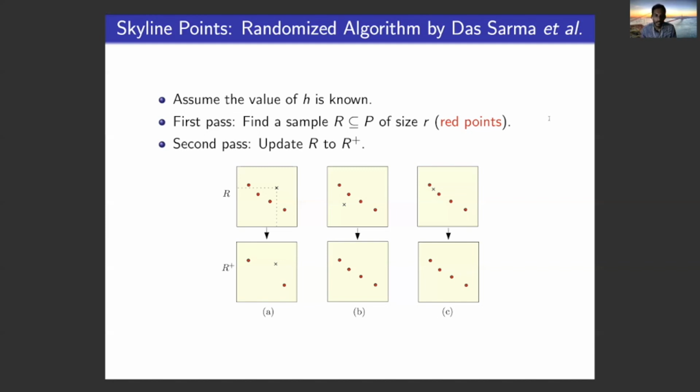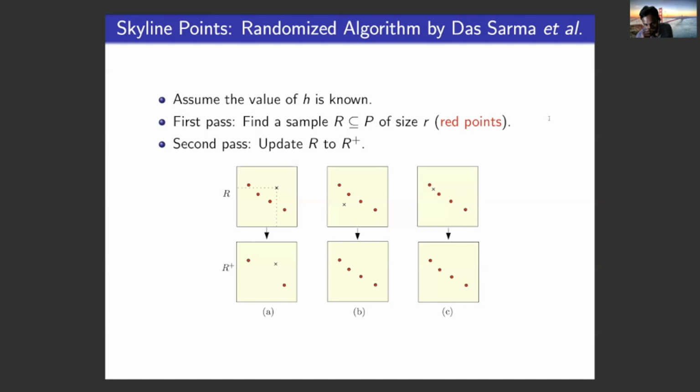And the other 2 cases are, let's look at case B, where a point arrived, again shown as a cross, but that itself is being dominated by one of the red points. So clearly a cross cannot be a skyline point, so we just discard it and nothing changes in our memory. Similarly, case C.